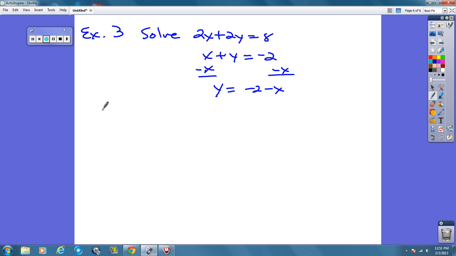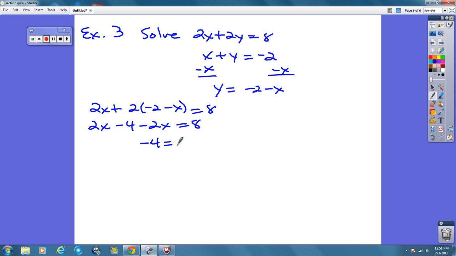Alright, so that means I'm going to have 2x plus 2 times (-2 minus x) equals 8. So let's simplify and figure out what x is. So I'm going to have 2x minus 4 minus 2x equals 8. 2 times -2 is -4, and 2 times -x is minus 2x. So now I'm going to combine like terms here. So if I do 2x minus 2x, that becomes 0. It just falls out. So I end up with -4 equals 8.